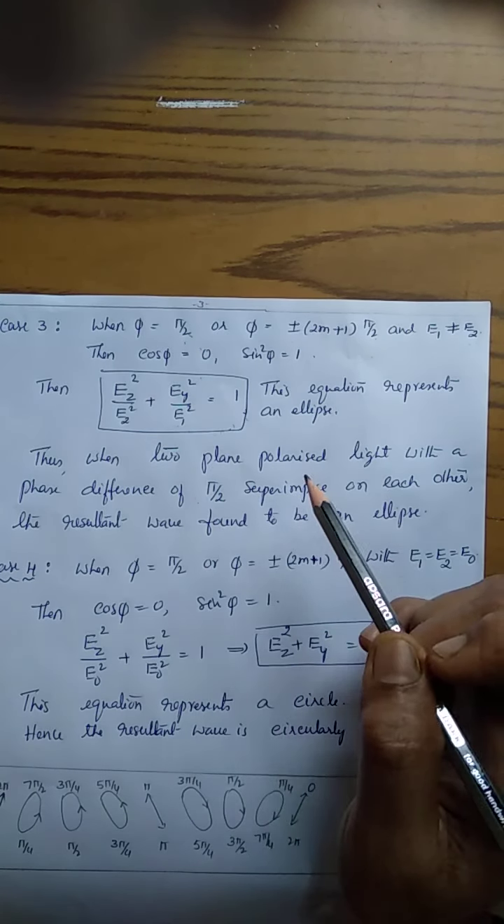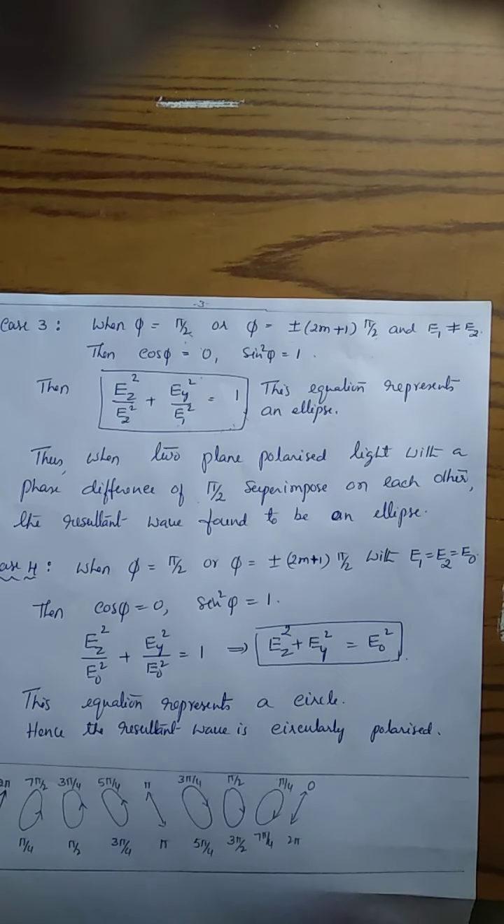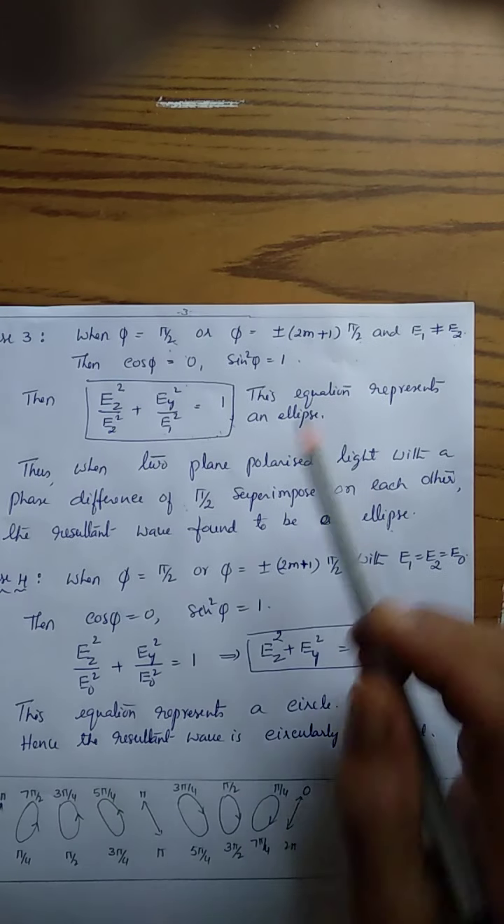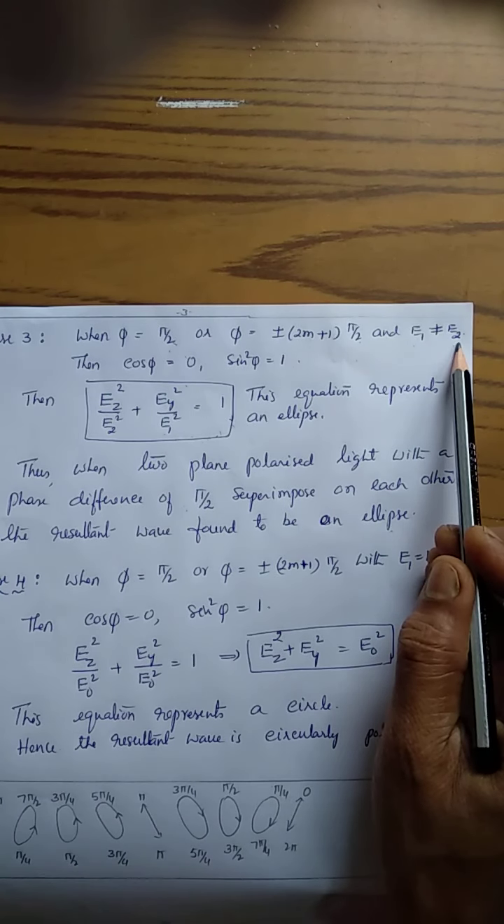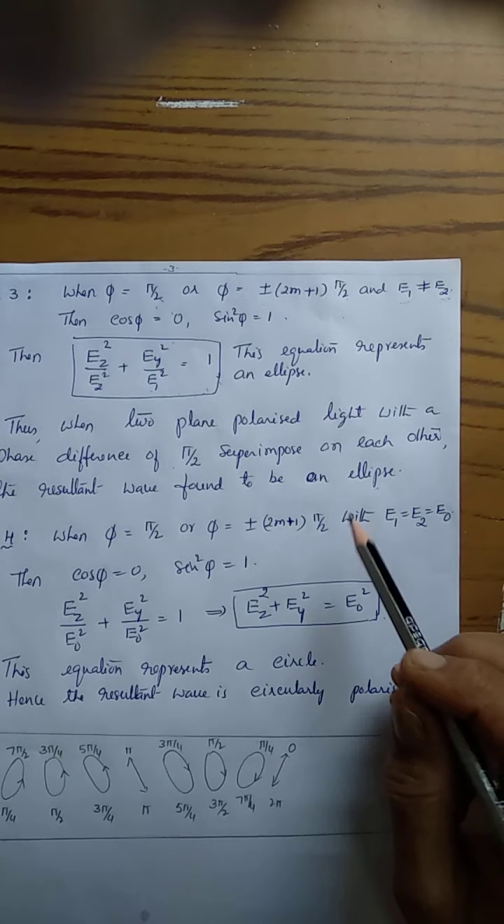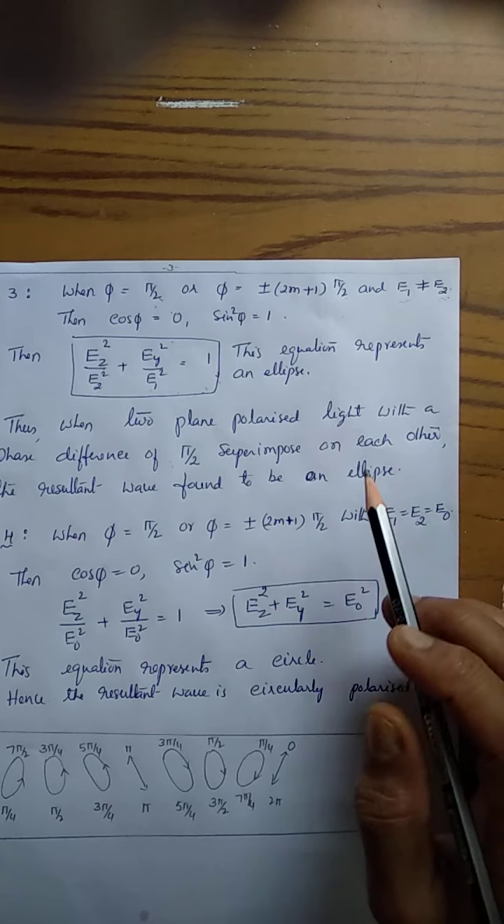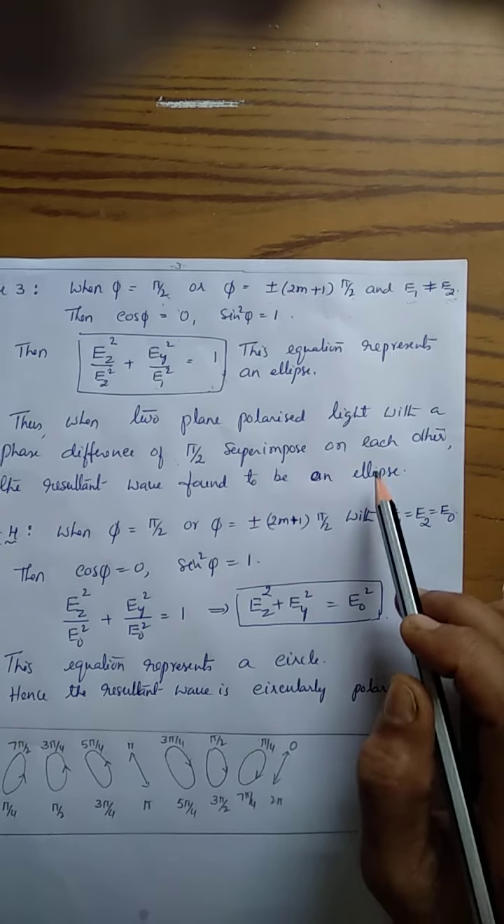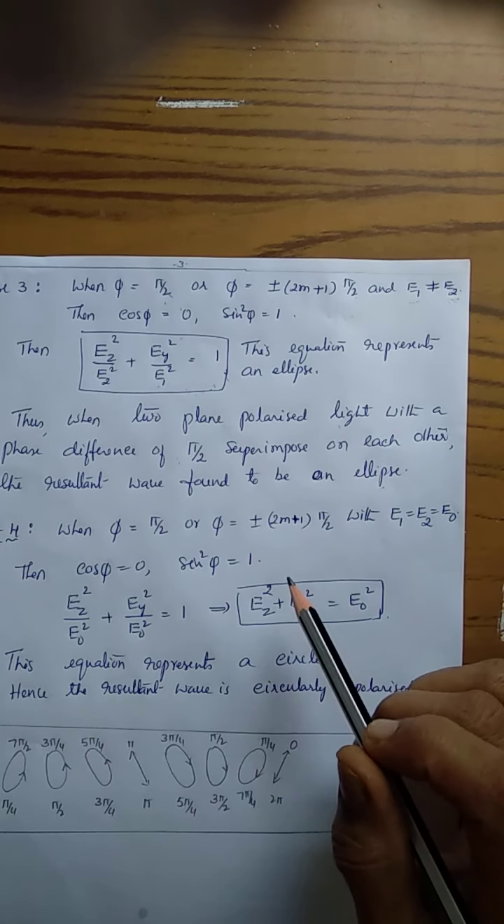that means they are superposed on each other exactly at right angles to each other, so that the resultant wave produced is an ellipse. Why is it an ellipse? Because E1 is not equal to E2. E1 and E2 are different. That's why an elliptical wave is produced. An elliptically polarized beam is produced in this case.